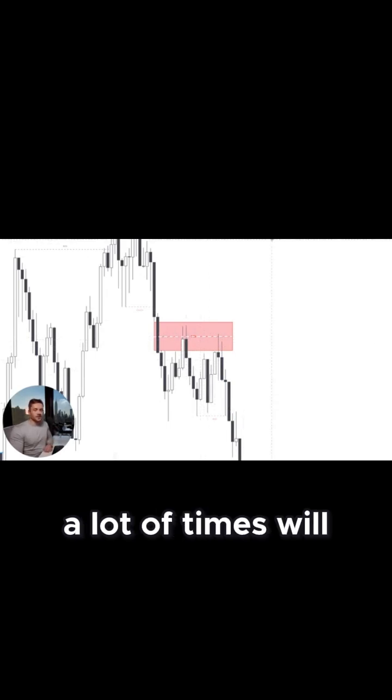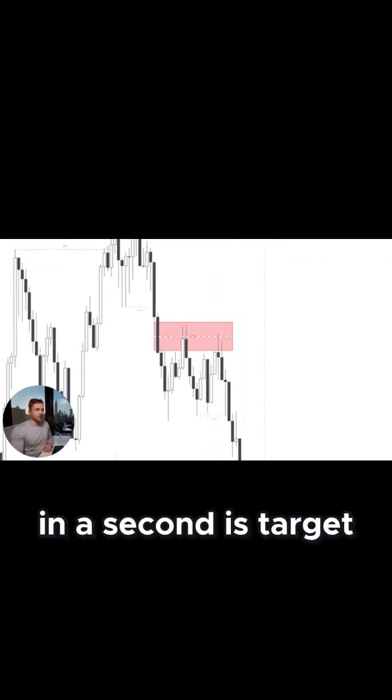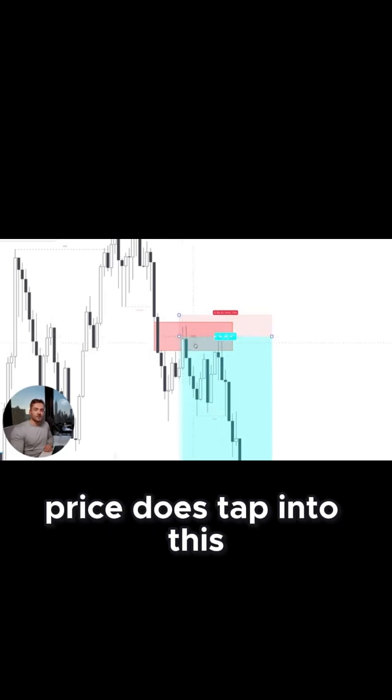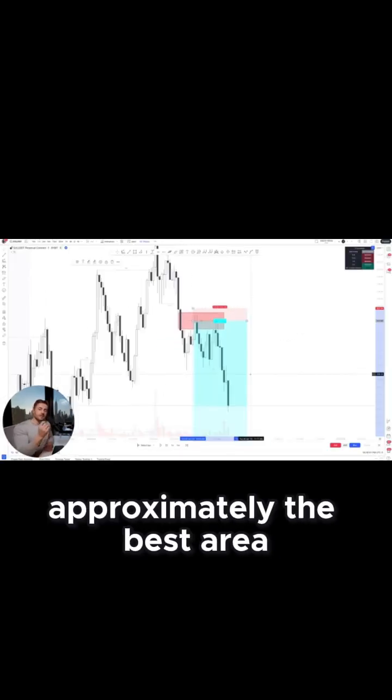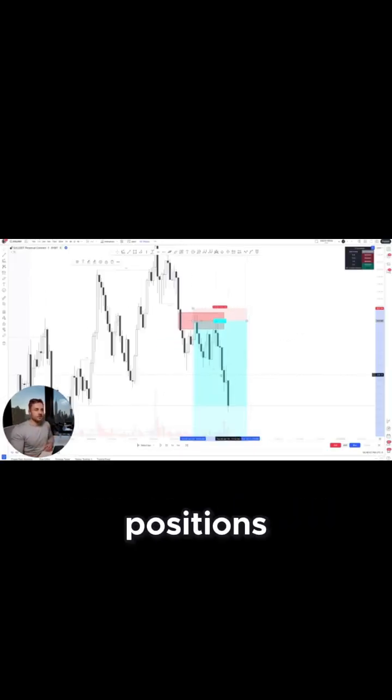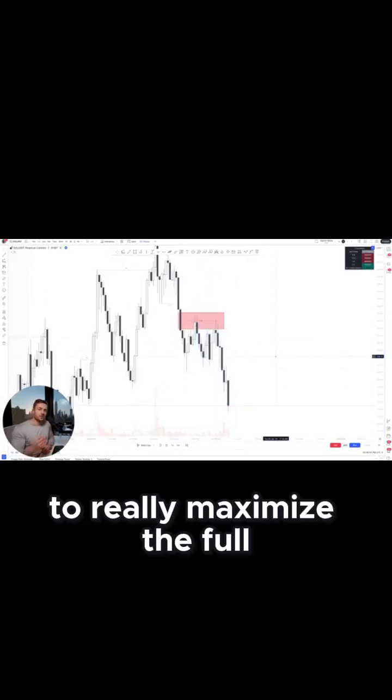And so what I do a lot of times, and we'll get more into this in a second, is target the midpoint of the fair value gap as my entry. So if the price does tap into this and have a response, it's often approximately the best area to enter into these trade positions to really maximize the full distance of the move.